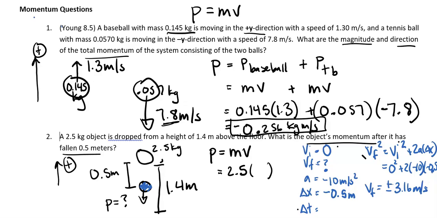Cool. But I do know it's going down, so I'm going to choose the negative sign, and I can use that to plug that back in. So I'm going to just plug in negative 3.16. Cool. And I go ahead and get negative 7.9 kilogram meters per second.